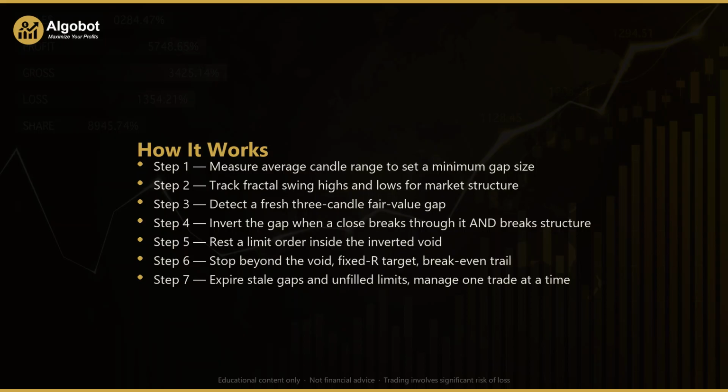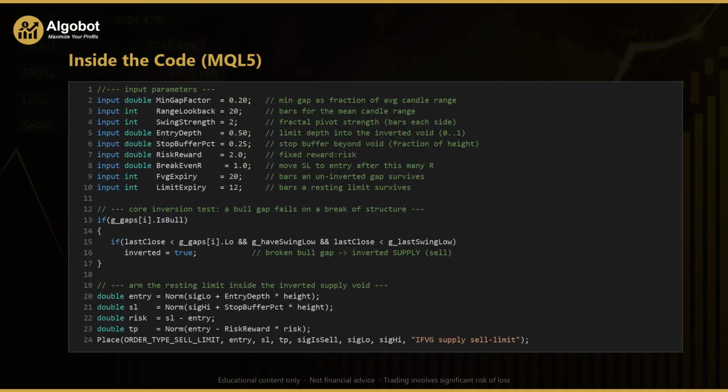Gaps that never invert are dropped after the FVG expiry. A resting limit is canceled if price reclaims the void or after the limit expiry passes. And the strategy only ever manages one order or one position at a time. Let's read the MetaEditor code together.